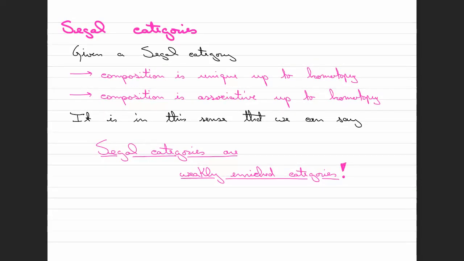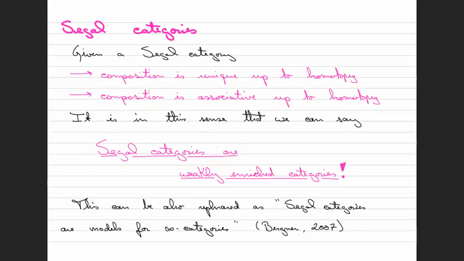The term weakly enriched categories has fallen into disuse. The modern word is infinity category, but I know that's a bit scarier, so I was avoiding it. But yeah, the formal statement that Segal categories are weakly enriched categories was proven by Julie Bergner in 2007, rephrased as Segal categories are models for infinity categories. So, any questions so far?